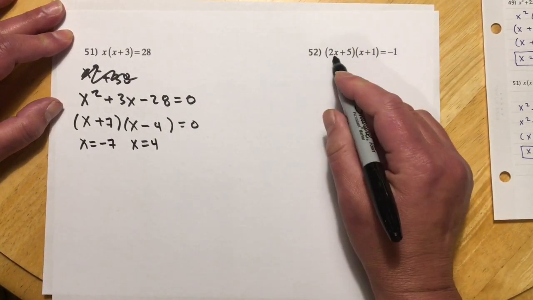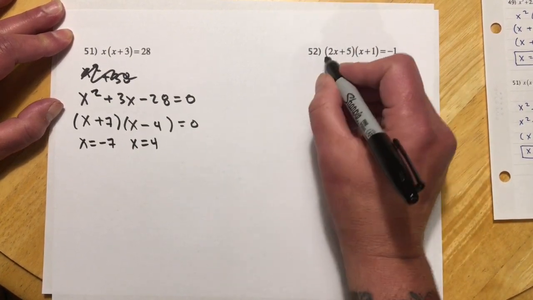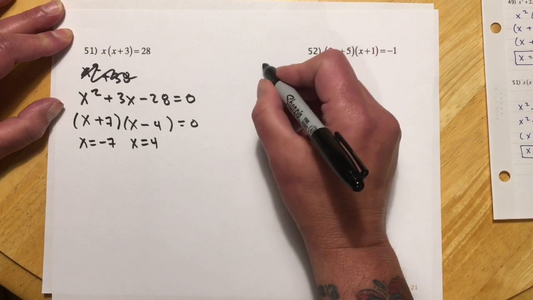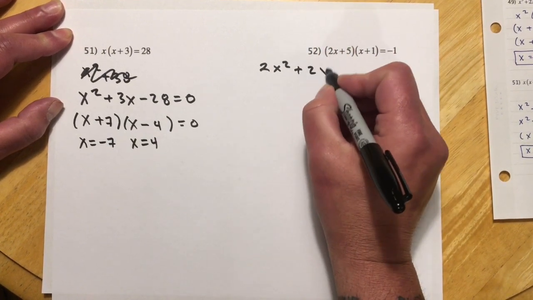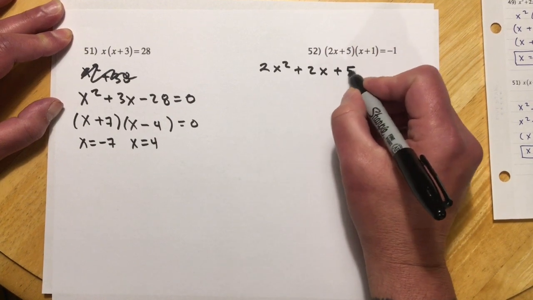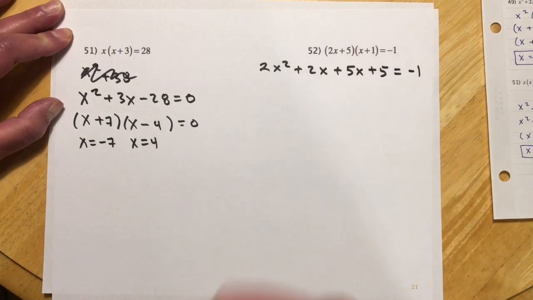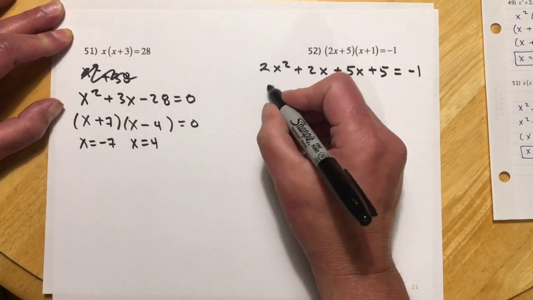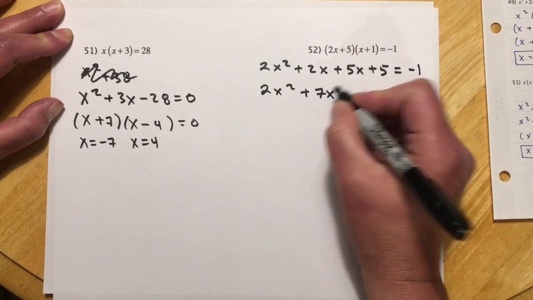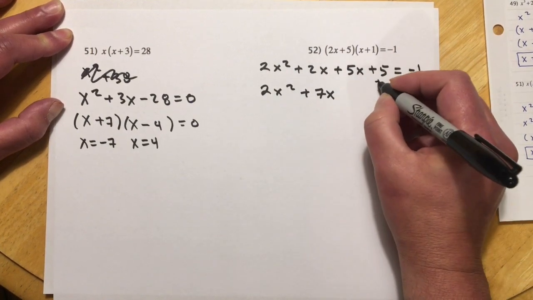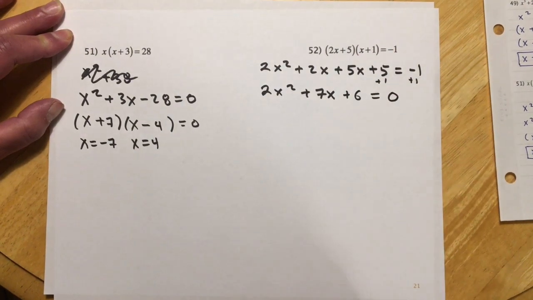And this last one, same idea. This one's going to be more of a full FOIL, and then I have to get the 1 over. So I'll just do this piece first. 2x squared, and then plus 2x plus 5x plus 5 equals negative 1. And then I'll go 2x squared and make this a 7x. And then adding that 1 over, make this plus 6 equals 0.